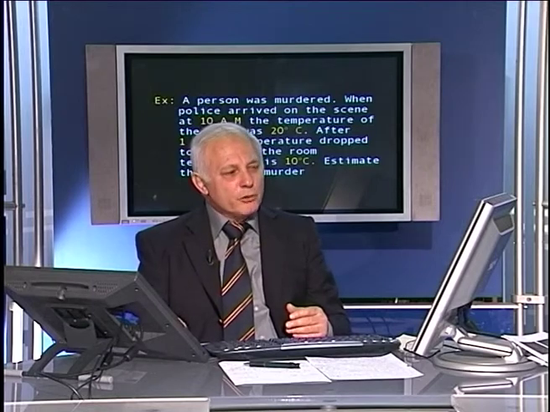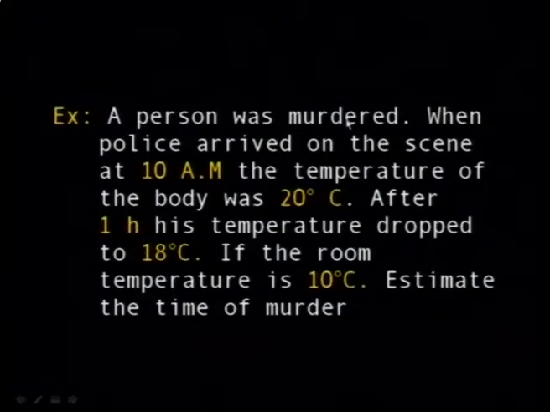Here it tells you that a person was murdered at some time. The police don't know when. But when the police arrived on the scene of the crime at 10 o'clock in the morning, the temperature of the body was 20 degrees centigrade. And after 1 hour, while the police were inspecting the apartment, the temperature dropped to 18 degrees centigrade.